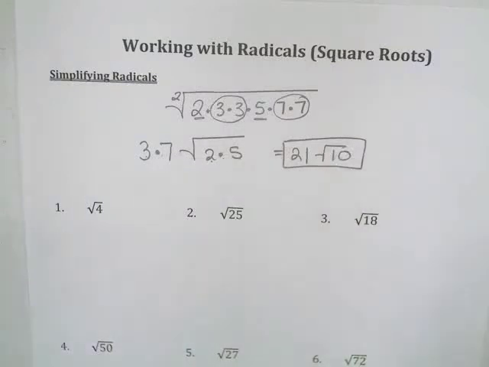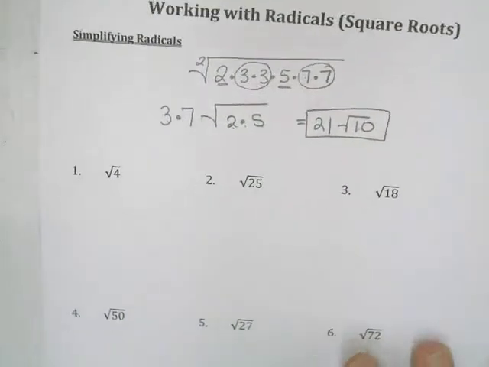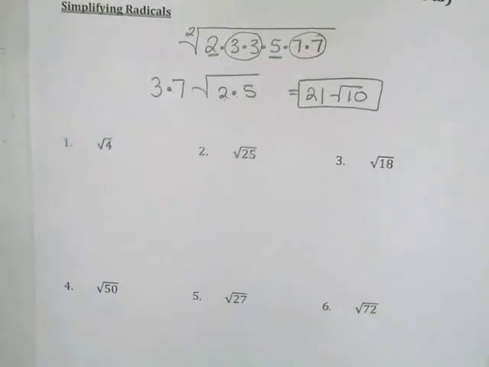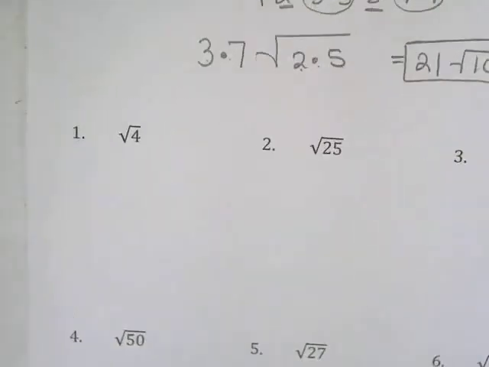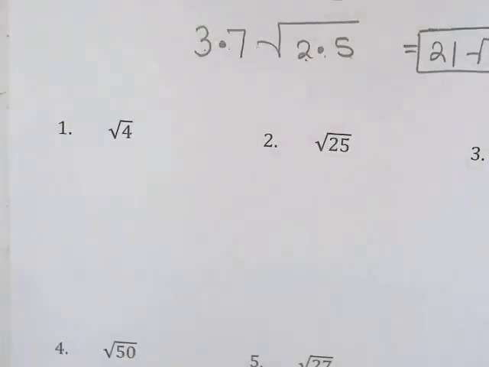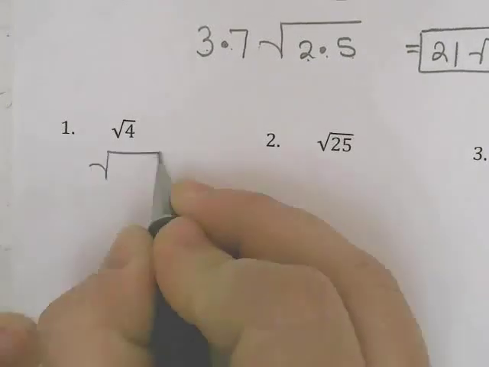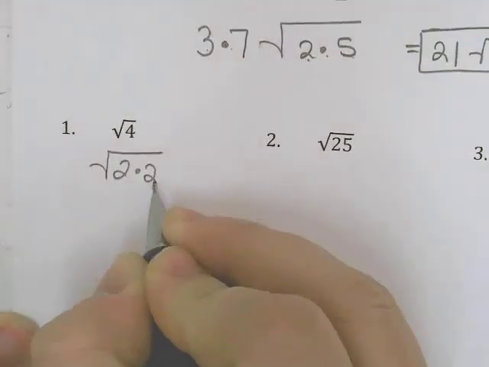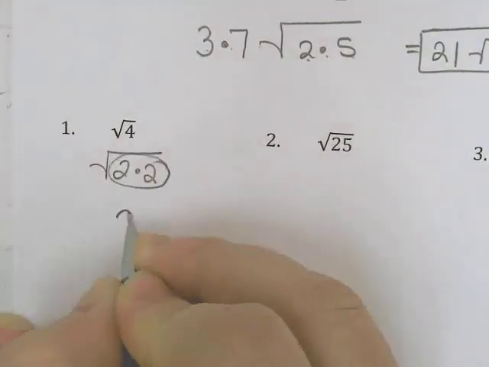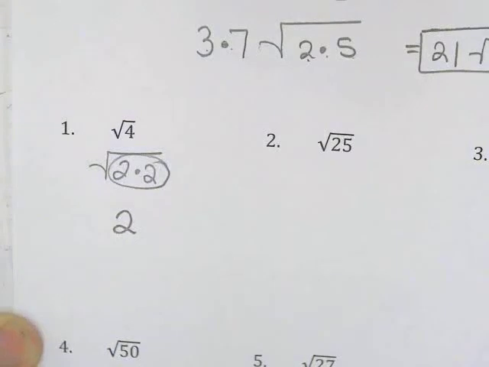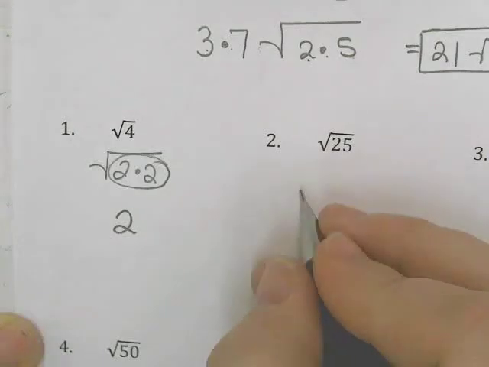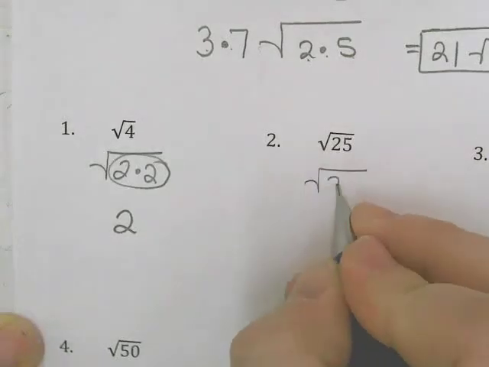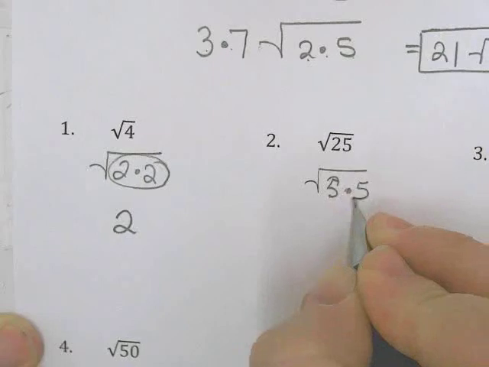All right, well, when I look at 4, the square root of 4, well, that one's pretty basic, and I think most of you know the square root of 4 is 2. But let me just show you why. It's 2 times 2. I have one pair, so I write 1 2. Same thing here with 25. The square root of 25 is 5 times 5, so I have 1 5.